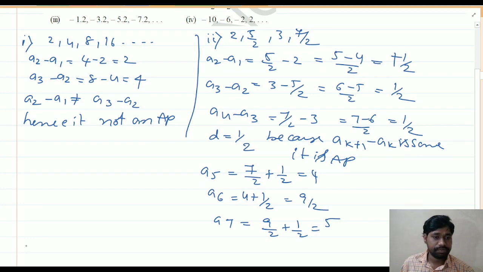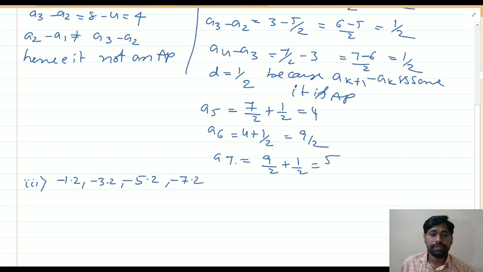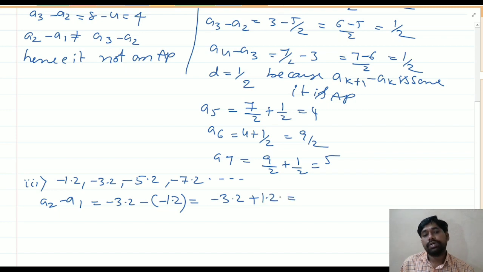Let me write here. Minus 1.2, minus 3.2, minus 5.2 and minus 7.2. So this is an AP given to us. We have to find A2 minus A1, that is equal to minus 3.2 minus of minus 1.2, which is equal to minus 3.2 plus 1.2. So subtracting 1.2 from this, you will get minus 2.